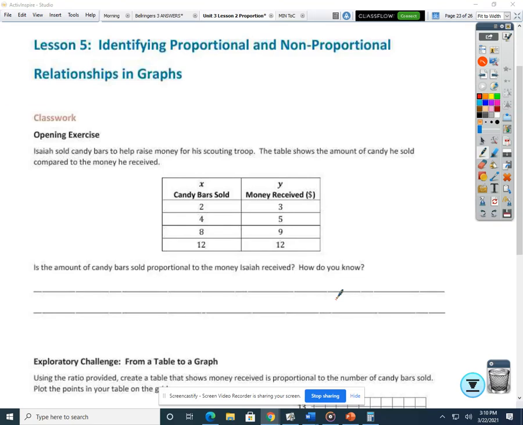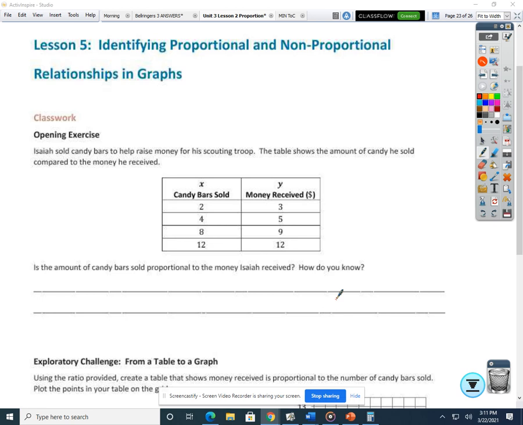Last week, we were identifying proportional and non-proportional relationships, and we have been identifying them from tables. And this week, we will be working with identifying them from graphs. Our opening exercise here gives us a table, one that we're very familiar with seeing.